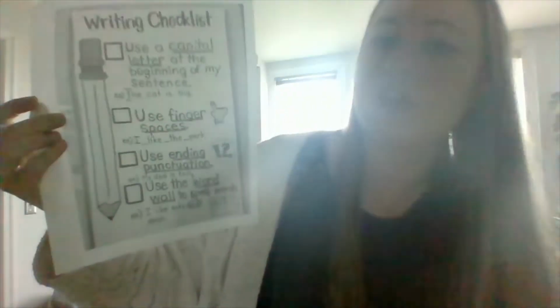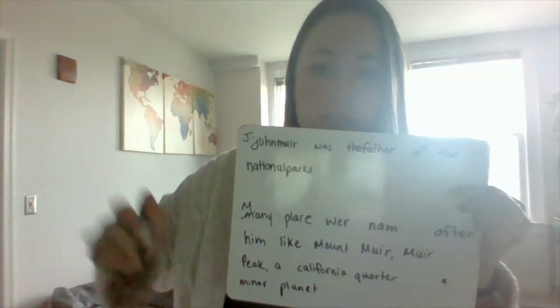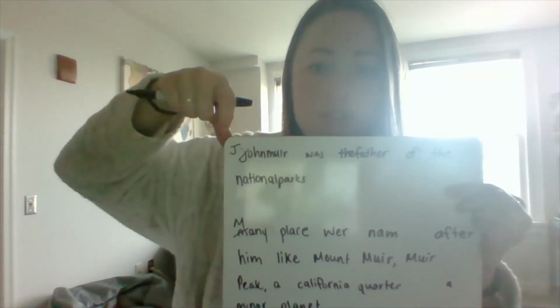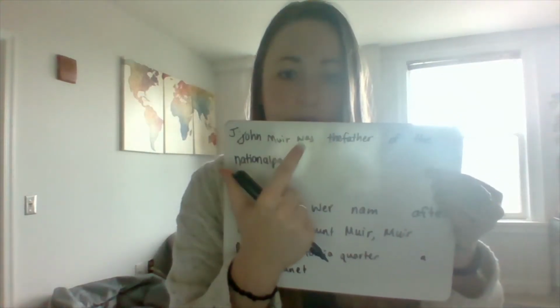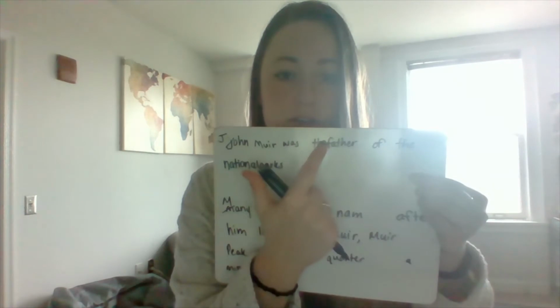All right, next one on the checklist. Use finger spaces. All right, I need to go through. Well, let's see. Oh, John Muir. I need to make a finger space there. So John Muir needs to be a space. Each part of his name needs to have a space. John Muir, okay, was the father. I don't have a finger space between the and father. So I'm going to change that.